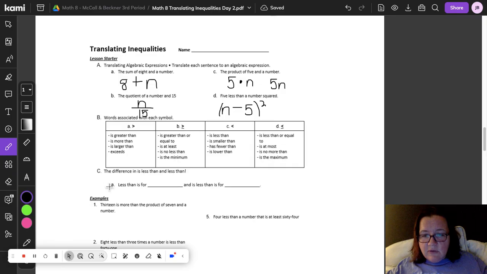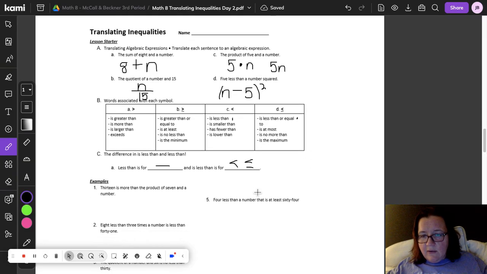We're just going to fill in these real quick. C says the difference is in less than and less than. Less than is for subtraction. Is less than is for the symbol less than or less than or equal to. Okay, notice how they're both up here, up here and up here.